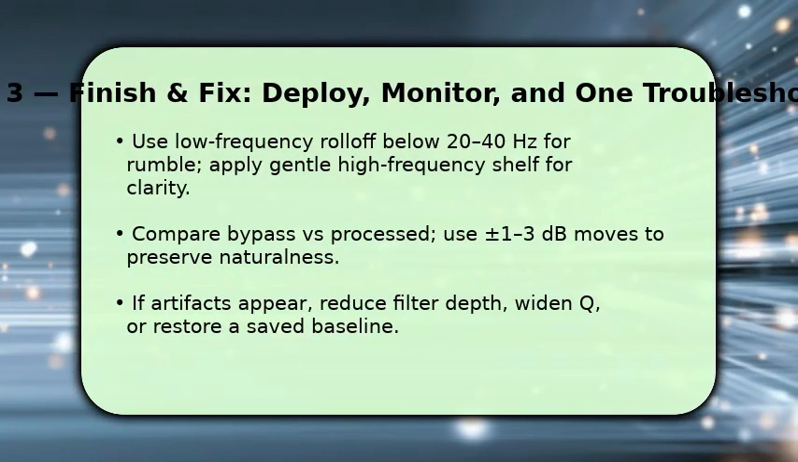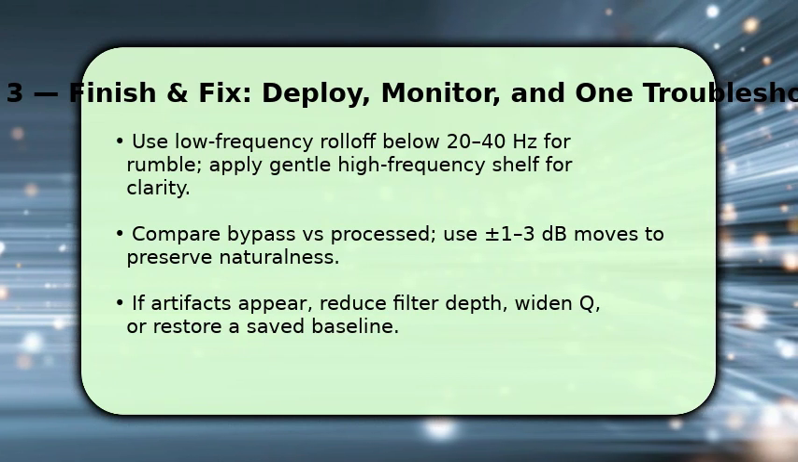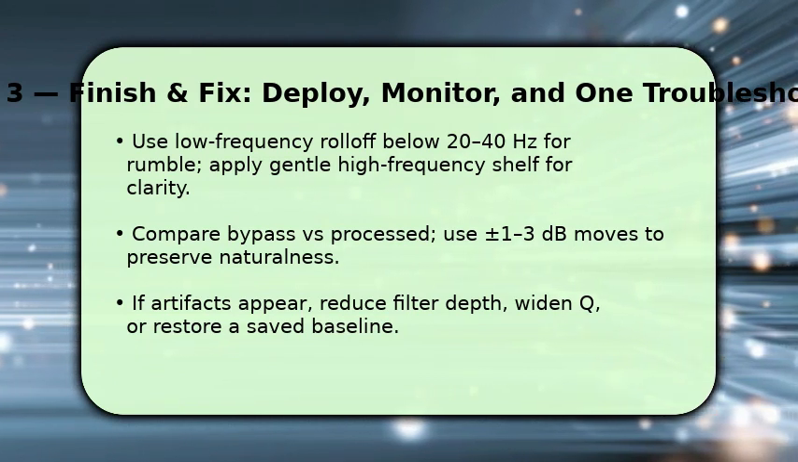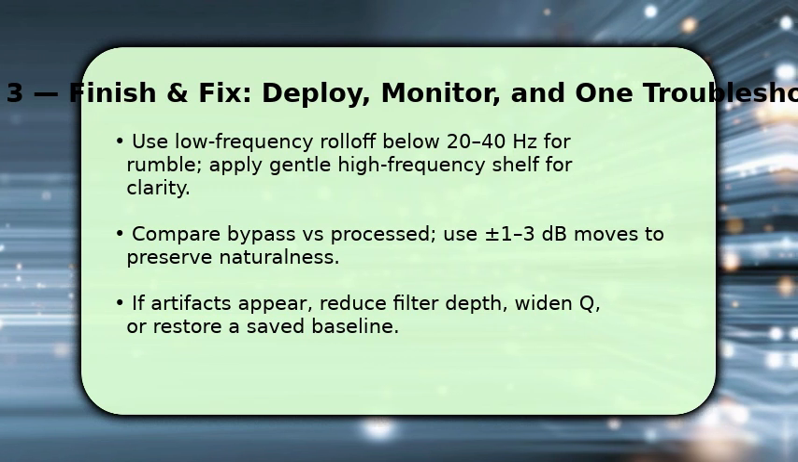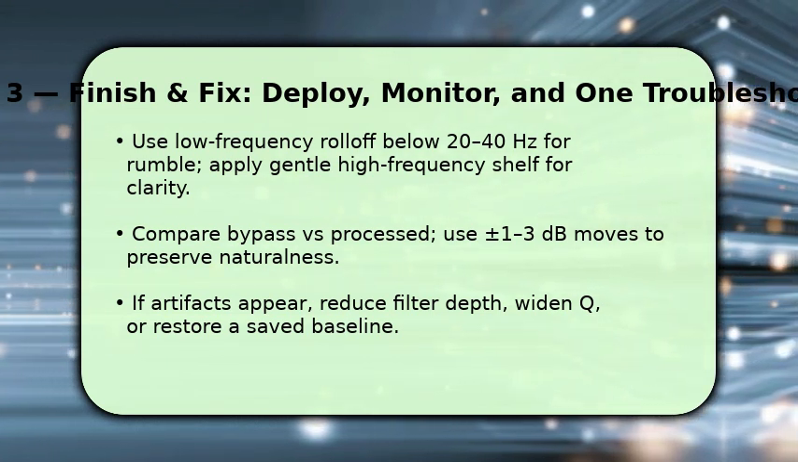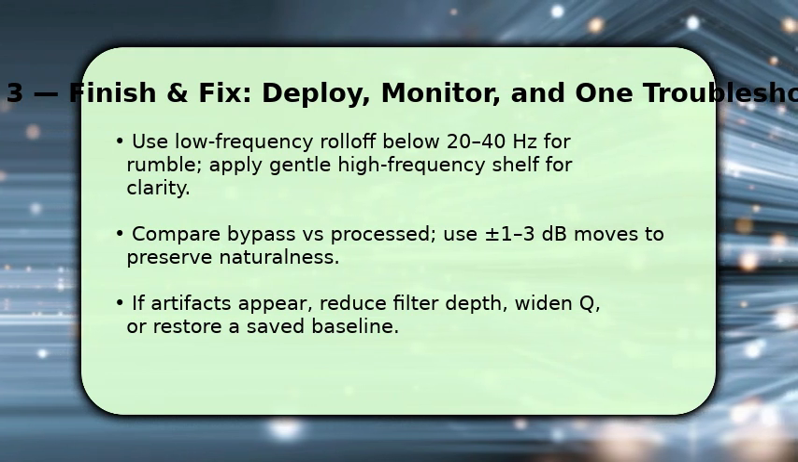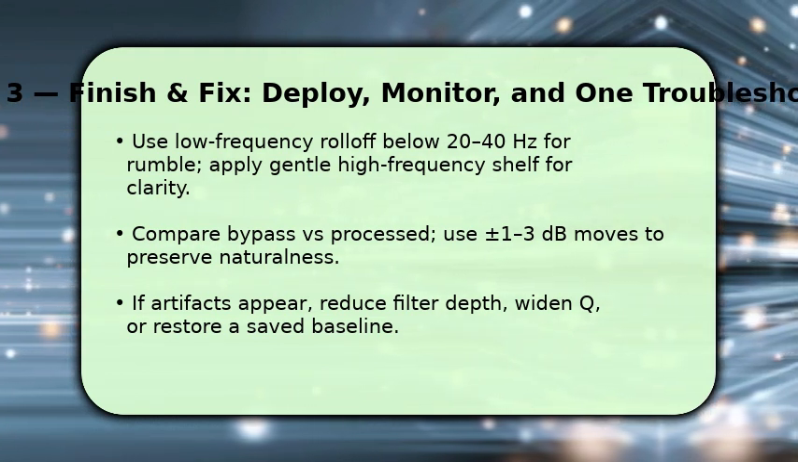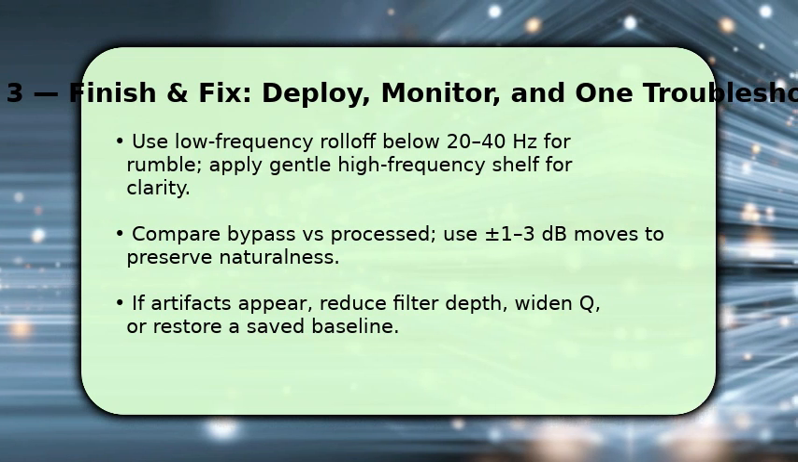You finish by smoothing transitions. Add a low cut around 20 to 40 Hz to remove rumble, then a subtle high shelf cut or boost to balance clarity. Once done, toggle bypass and listen for breathing artifacts or metallic ringing. If you hear them, reduce attenuation or widen Q to make cuts gentler.